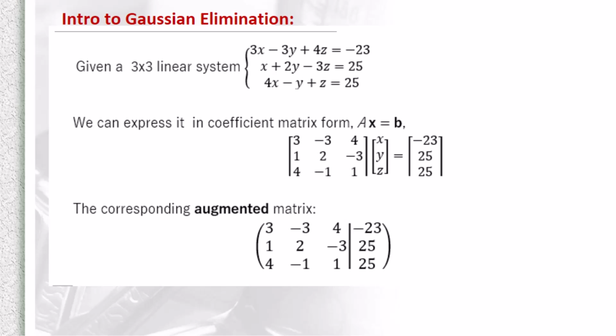Now introduce Gaussian elimination. Given a 3 by 3 linear system, we can express it in coefficient matrix form. We did this in Algebra 2. The corresponding augmented matrix will be written as follows. For this augmented matrix, we will perform Gaussian elimination.